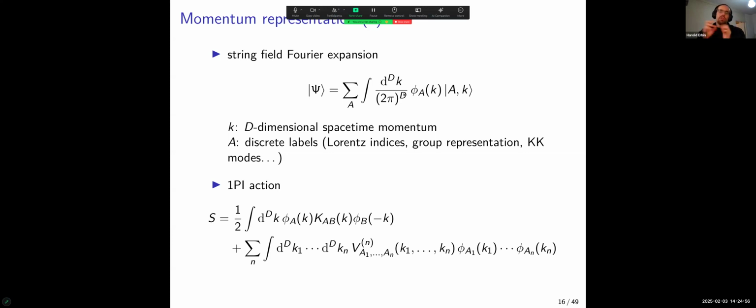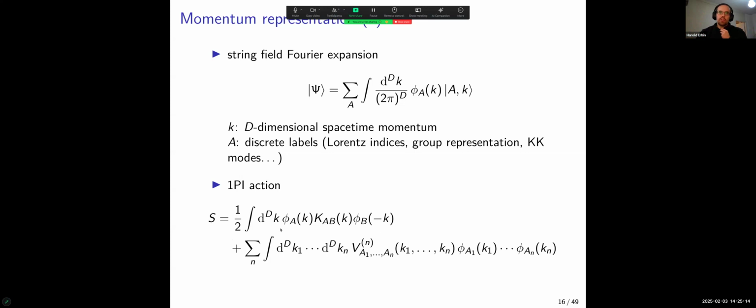And then you also have a Fourier expansion given by the finite size of the string, which will give you some indices A, which can also come from other properties of the CFT you choose. So A can be Lorentz indices, group representation, KK modes, and so on. And for the 1PI action, we have this form.